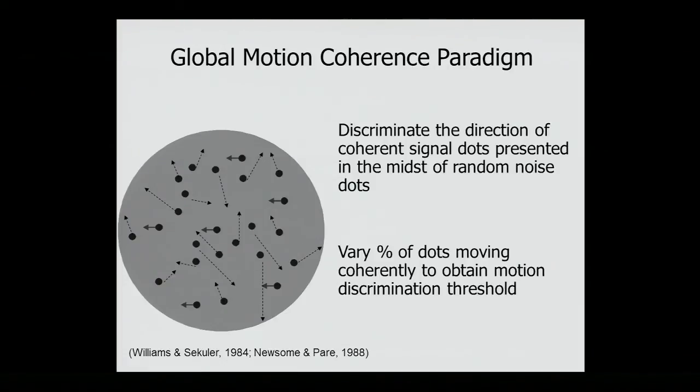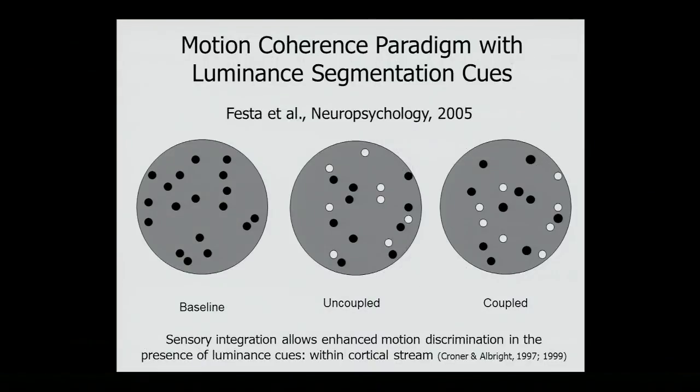So it's simple for a patient. They just have to say left or right, or they can even point. They don't even have to say. Then you vary the percentage of dots that are moving coherently systematically in order to get a motion discrimination threshold. This is the task we used.